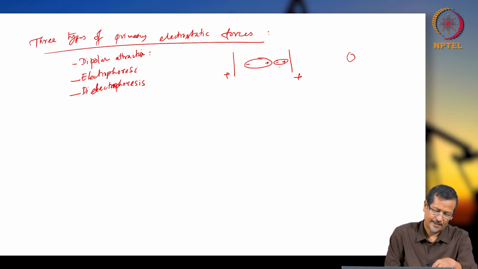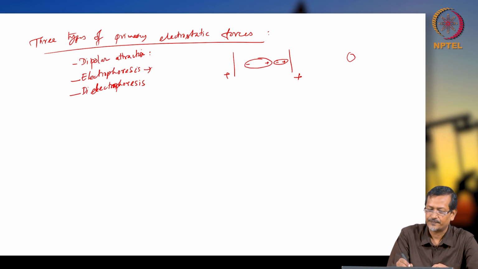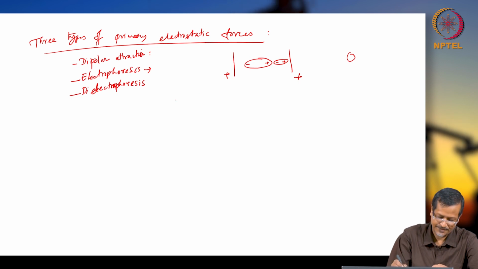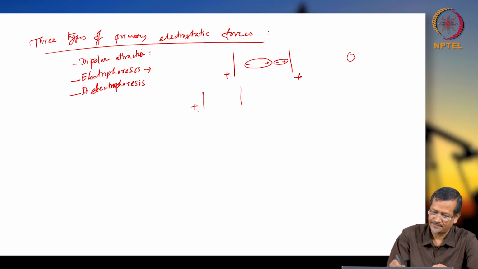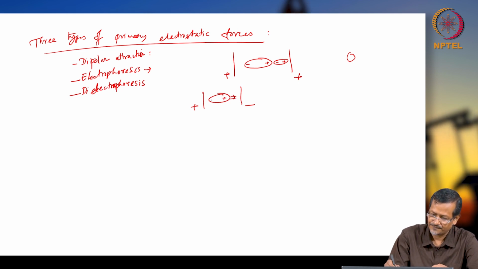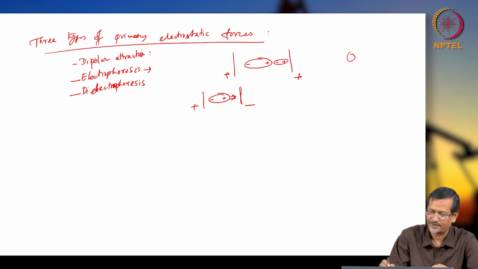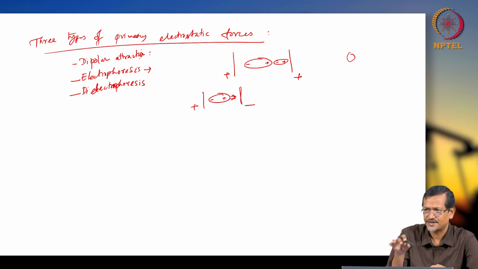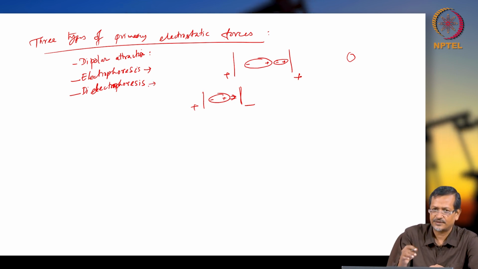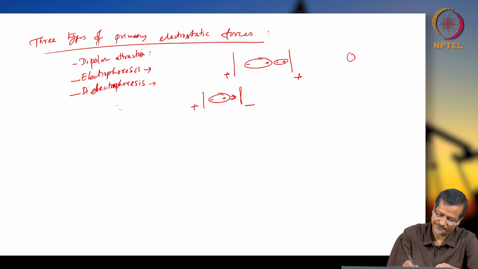Now, electrophoresis is when you apply a constant electric field. You create a constant electric field, plus and minus, and the particle tries to move towards the negative electrode. This is called electrophoresis, where a constant electric field is applied. Dielectrophoresis is when the electric field is variable. That is called dielectrophoresis.